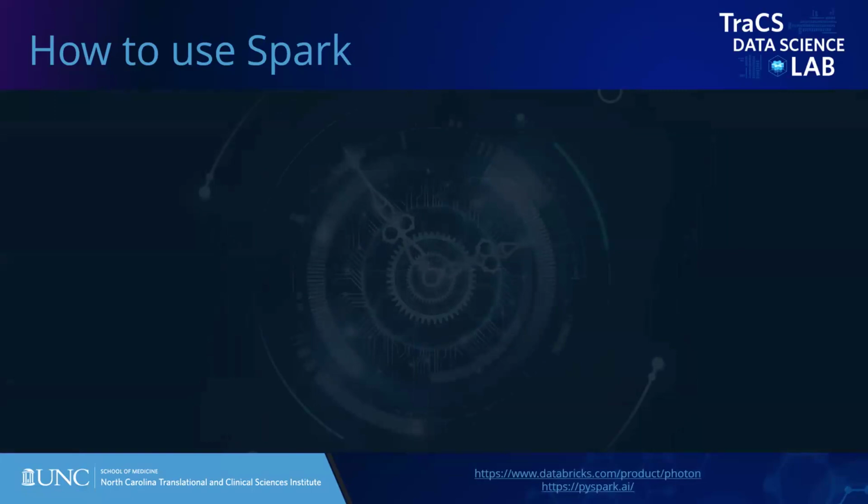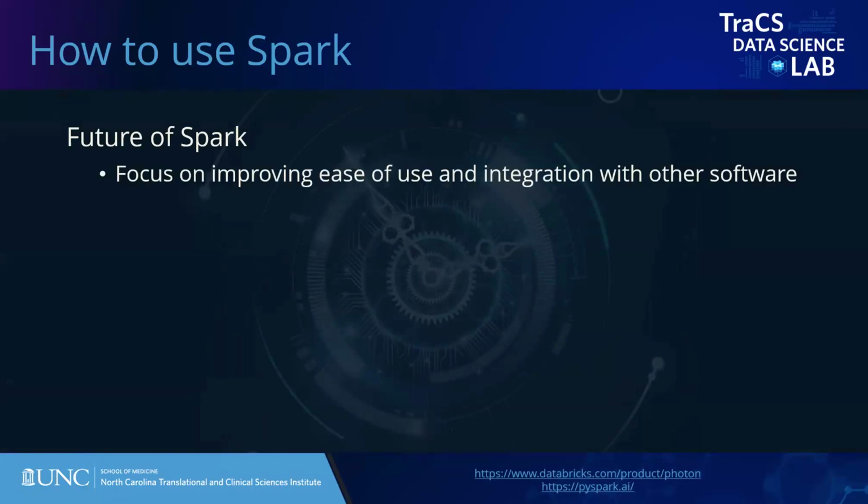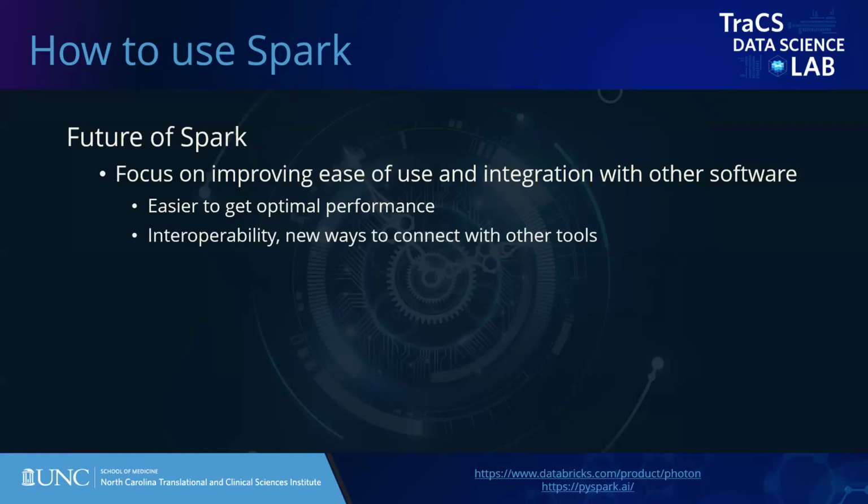All right, to wrap up our discussion on using Spark, I want to briefly highlight a few things we know about where Spark is headed. So two of their major priorities are on improving the ease of use of Spark and how it can integrate with other software. So more specifically, Spark wants to make it easier for the user to get the optimal performance out of Spark so that users can just focus on creating code. Spark will take care of all of the performance side.